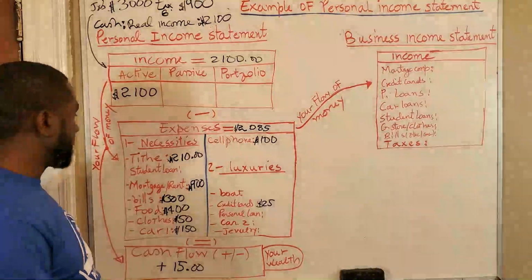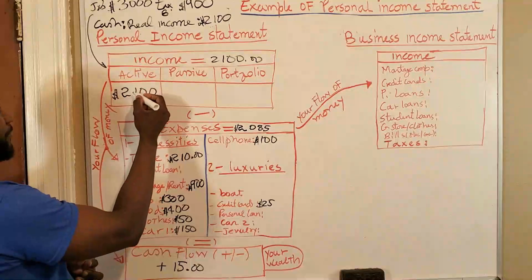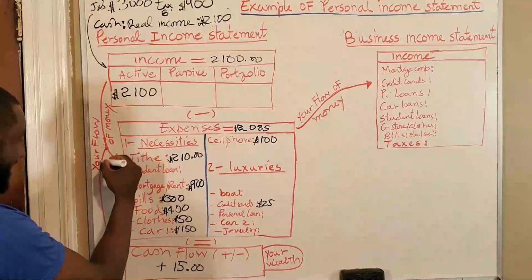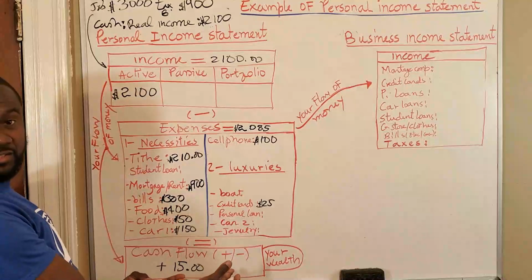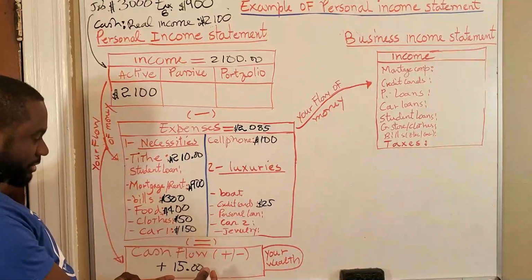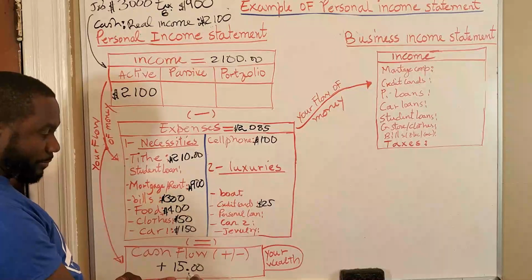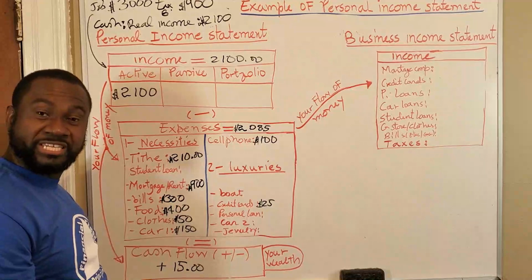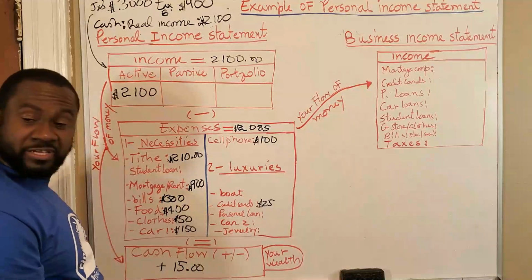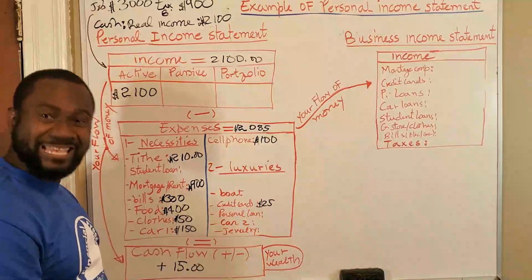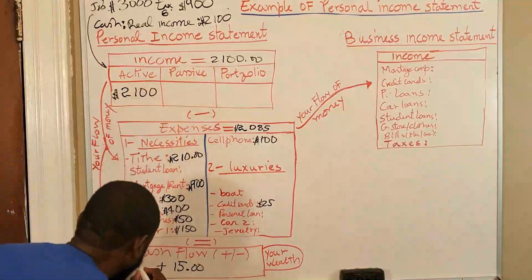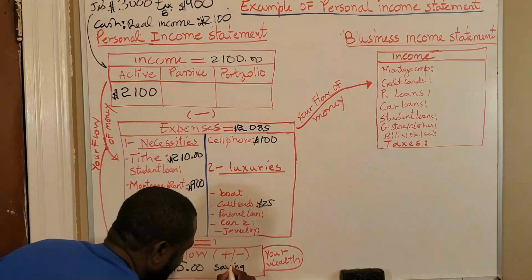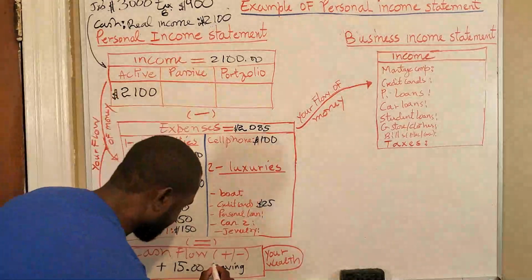So the money flows here, and then from the income, it flows out to the expenses, and then whatever is left, if there's any, flows to your cash flow. This is where you are. You have positive every month by $15. If you multiply that for a year, 15 times 12 is gonna give you how much you can save. This is your saving. This is how much you can save.